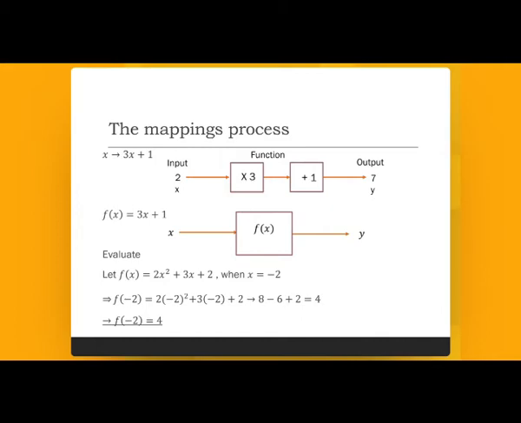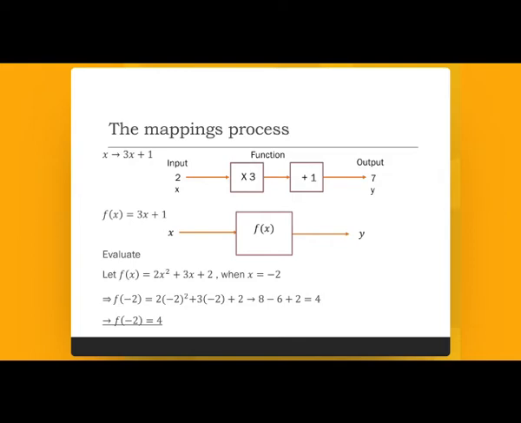Another way of showing this in a diagram is to show the input x into the function f of x to give the output y as shown. A typical question you might be given in the exam is to evaluate a function at a particular value. For example, f of x equals 2x squared plus 3x plus 2. Evaluate f of x when x equals minus 2.